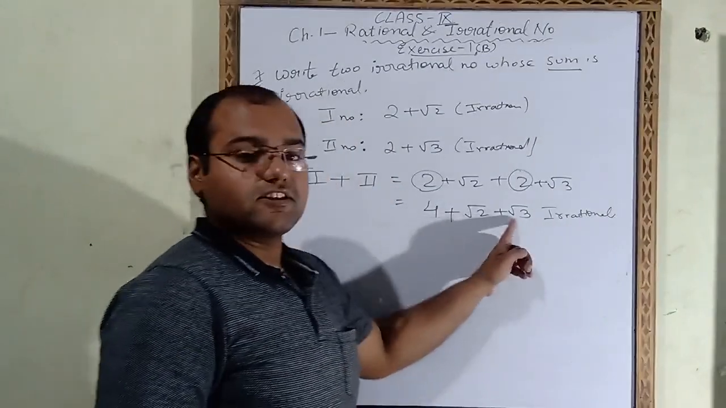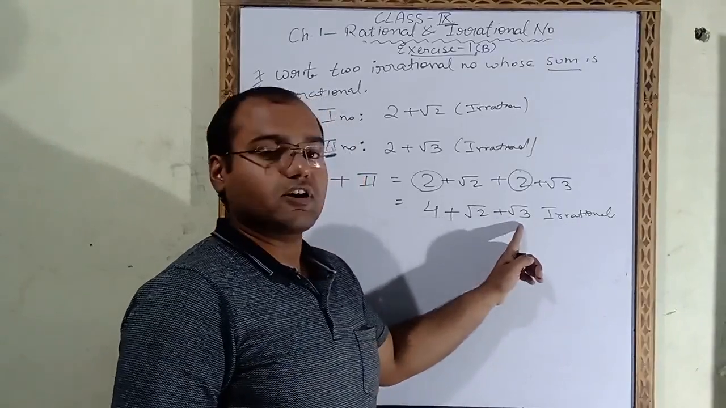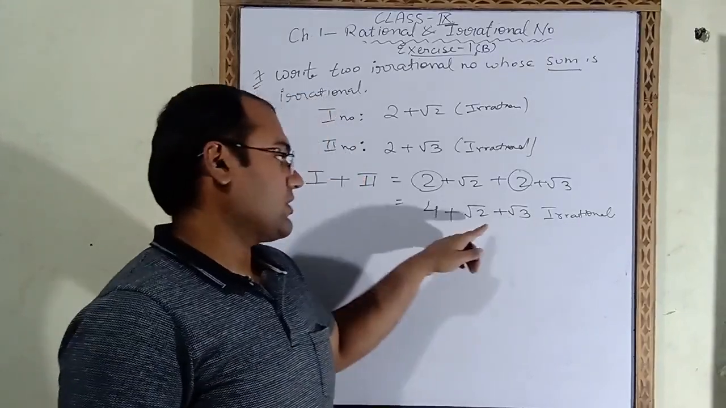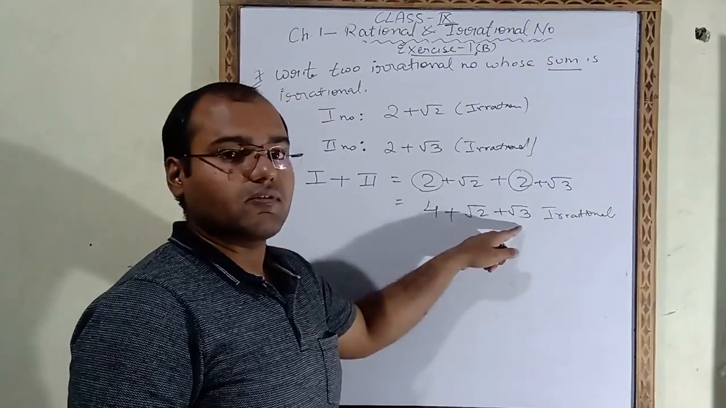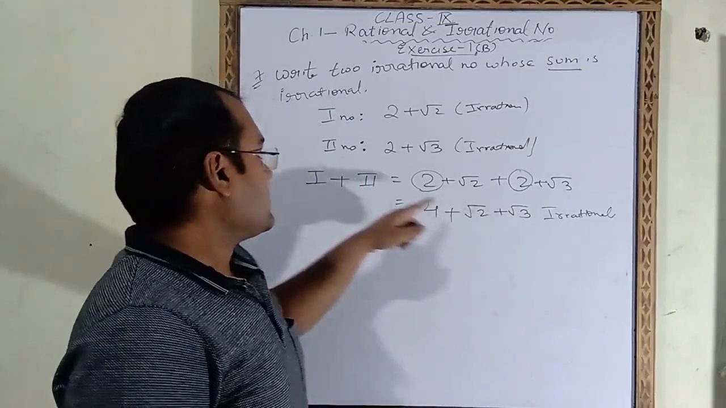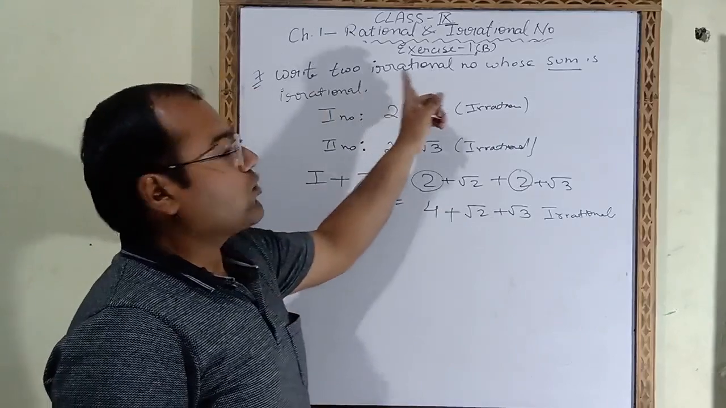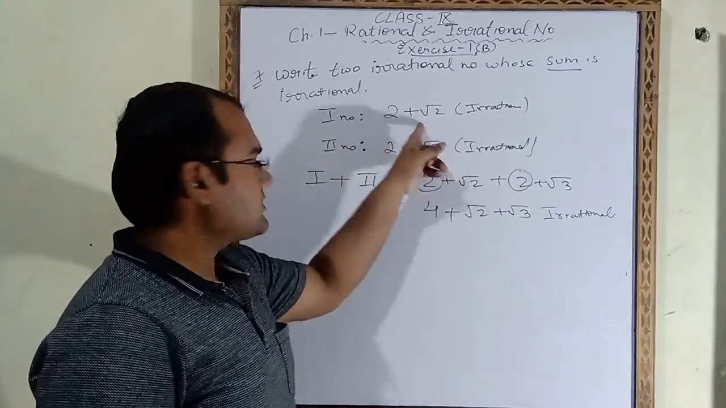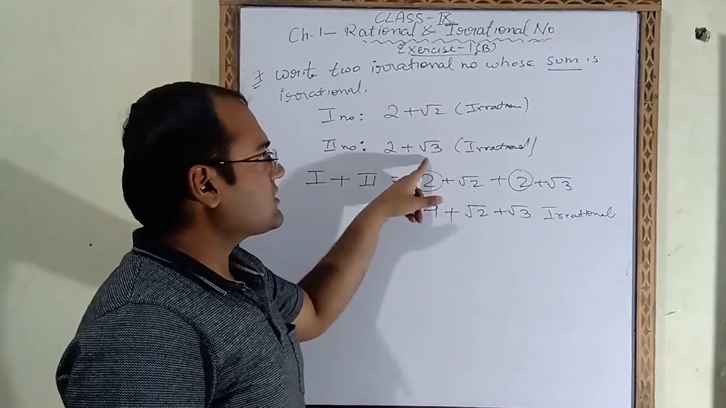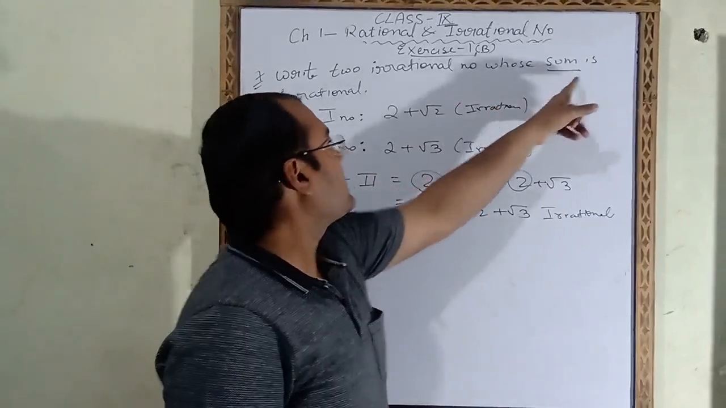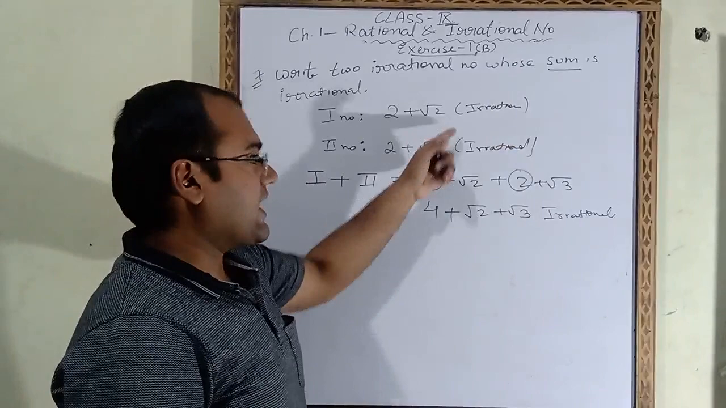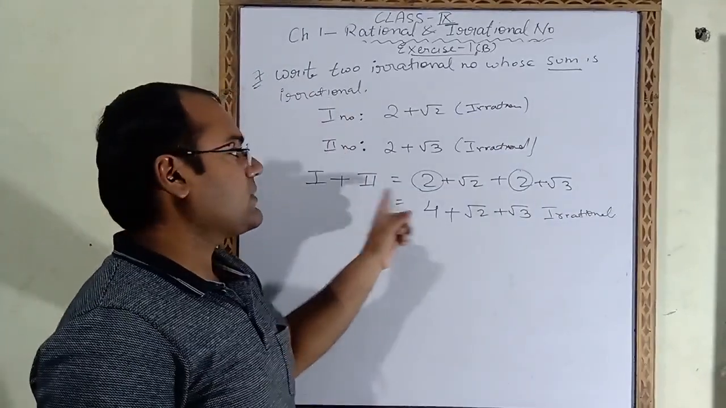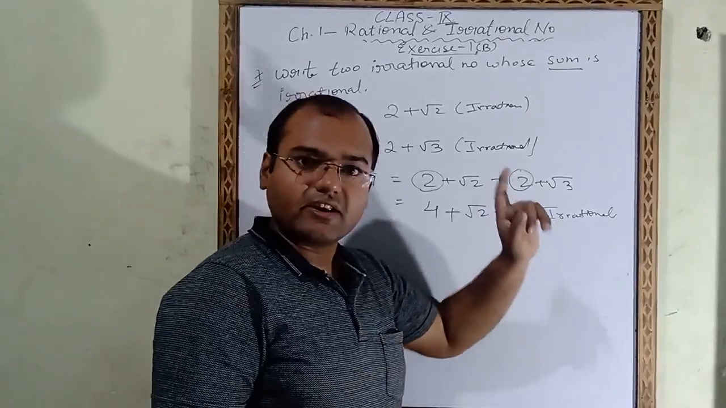Don't add these two numbers. Root 2 plus root 3 we will not add. If you add it, it will be wrong. So remember it, root 2 and root 3 we will not add. So what is the question? We have to write two irrational numbers. So we had written here two irrational numbers. First irrational number is this. Second irrational number is this. And after that he said whose sum is irrational. We have to add these numbers and bring the answer irrational. So we added and we got the answer irrational.